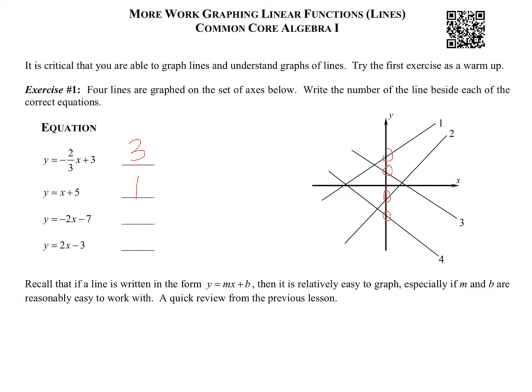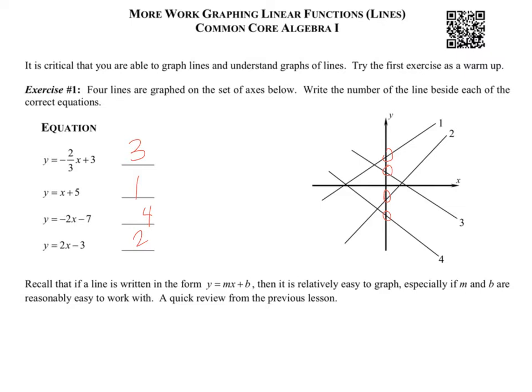Line 2 would be negative 3, not negative 7, and it's a positive slope, which would make line 4 the equation negative 2x minus 7, which is true that it is going down. It's a negative slope and it's crossing at negative 7.